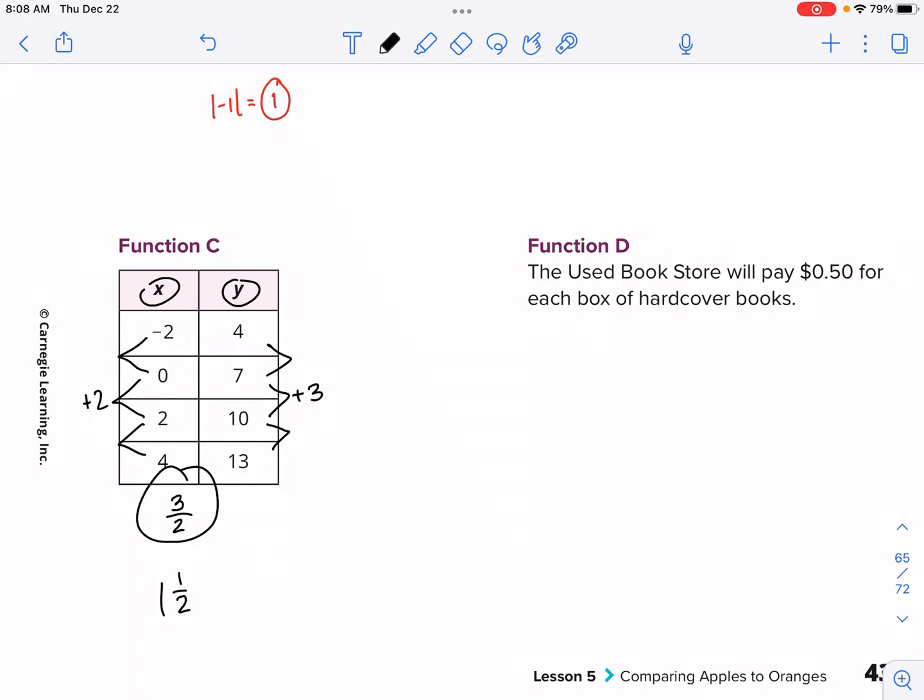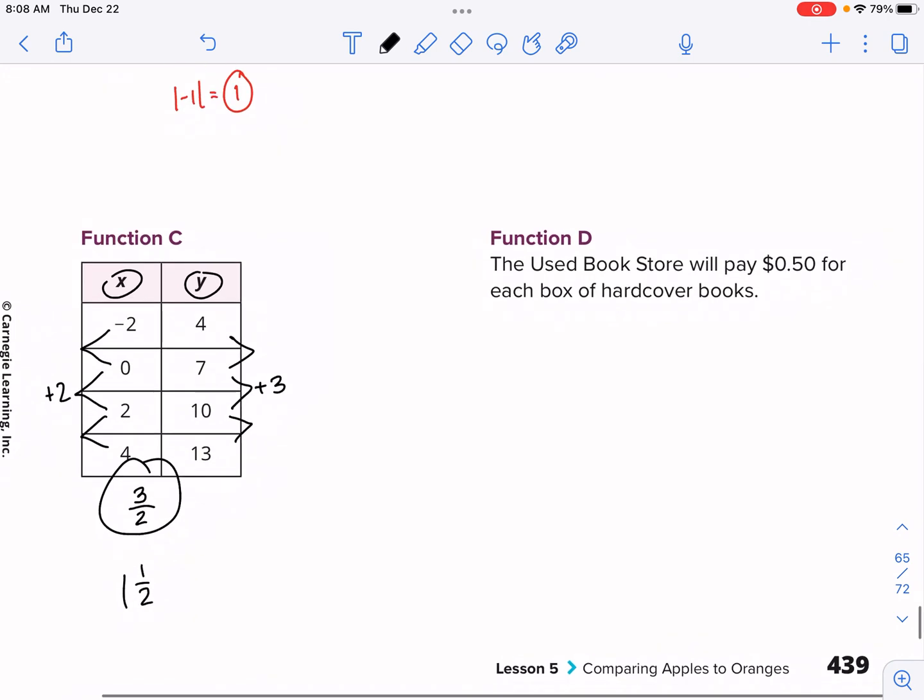But let's go to function D, a context. The used bookstore will pay 50 cents for each box of hardcover books. So it's $0.50. Instead of putting it in terms of cents, since we have fractions, 0.5 as a fraction is just 1/2.